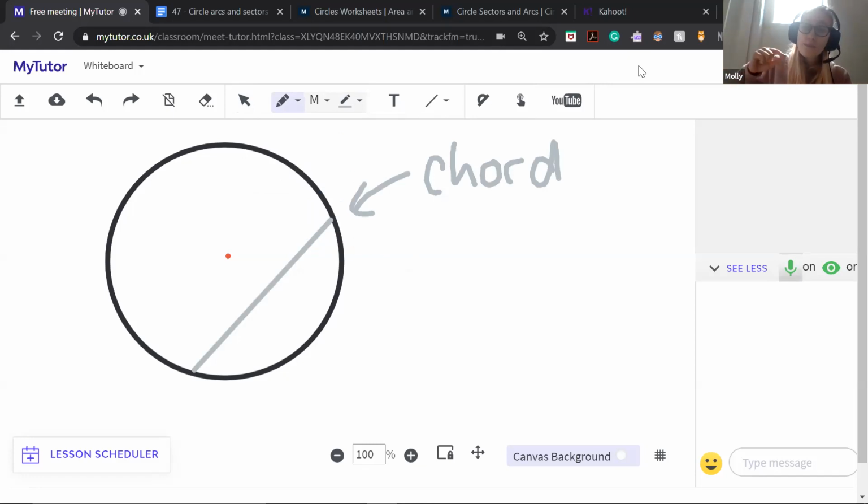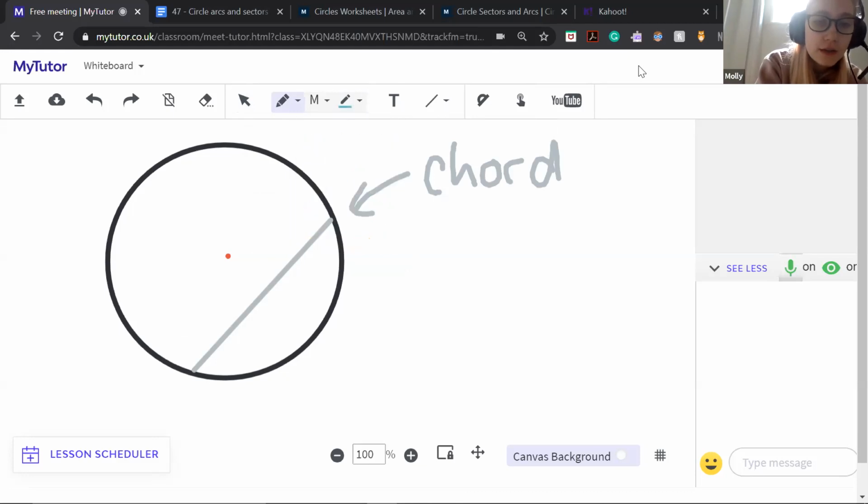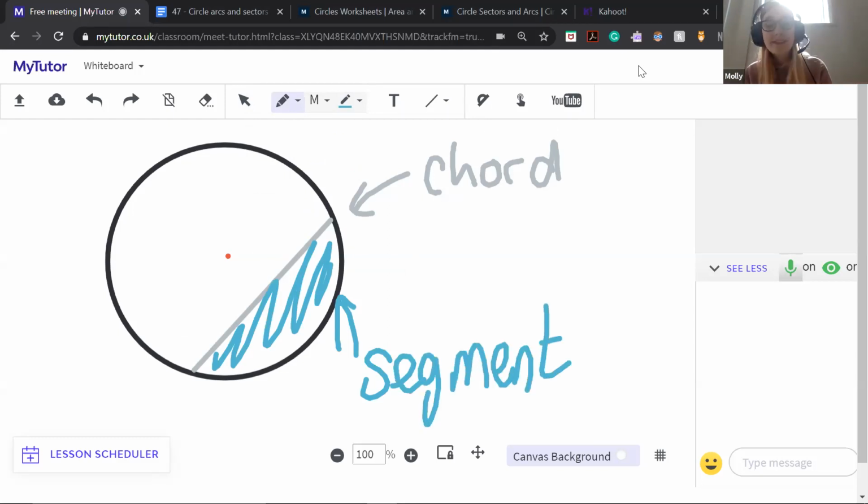And what that chord makes, the areas that it cuts off, so this area here and this area here that I'll shade, that's got a special name, and that is a segment. Now, the way that I remember that that's called a segment is because it looks like a segment of an orange or a Terry's chocolate orange. I know which one I prefer. But it looks exactly like that shape, right? That kind of straight line with a bit of a curve there.